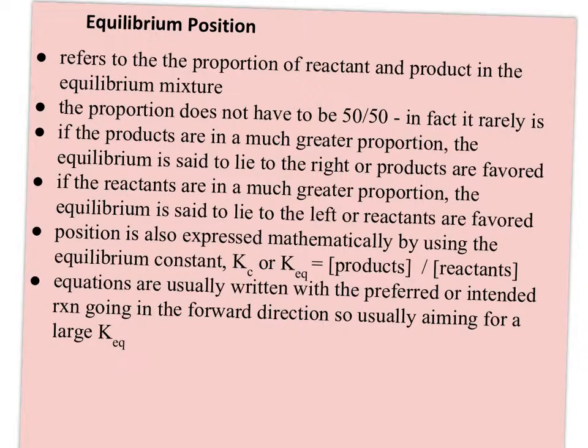So we actually express this mathematically by calculating what's called the equilibrium constant, which roughly is looking at the concentration of your products over the concentration of your reactants. So you can see if the products are greater than the reactants, you'll have a Kc value greater than 1. But if the reactants have greater concentration, your Kc value will fall below 1. And again, equations are usually written with the preferred or intended reaction going in the forward direction. So usually we're looking for a large Kc or Keq value.